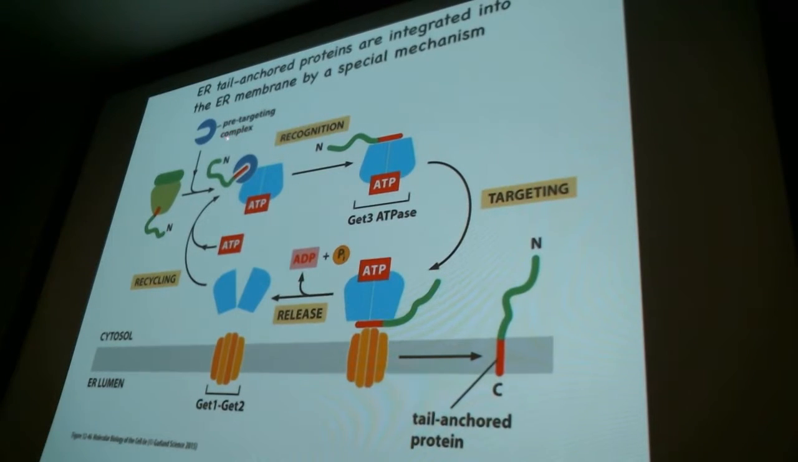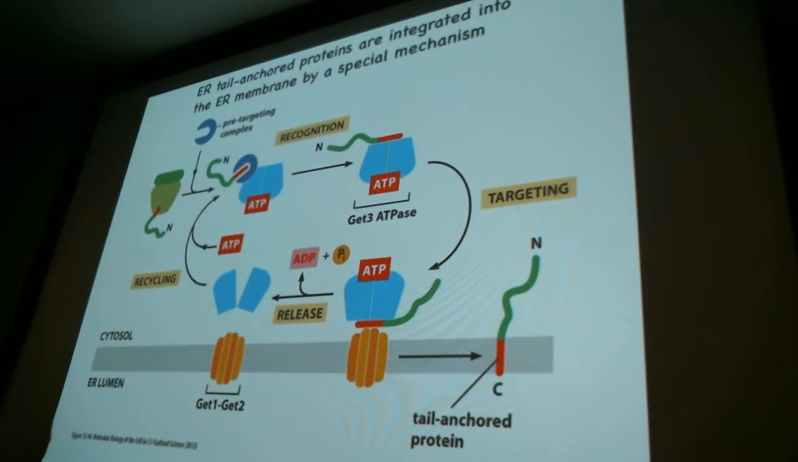So the pre-targeting complex takes the protein to this complex that is an ATPase, and then when they are complexed, this is targeted to receptors. So this is a thing that is going to come up all the time, right? This means that a lot of cytosolic proteins participate in membrane attachment or signaling because they have receptors that are sitting on the membrane.